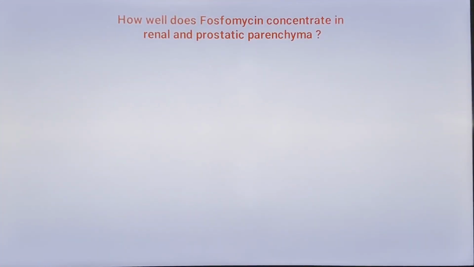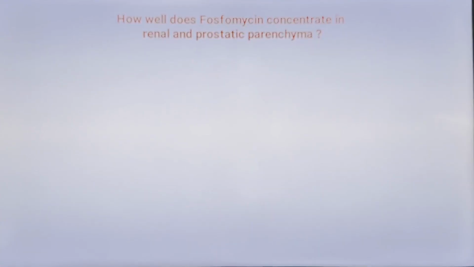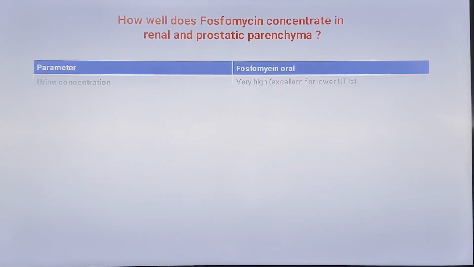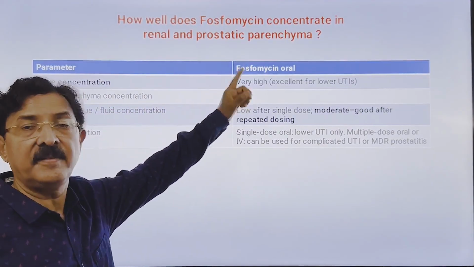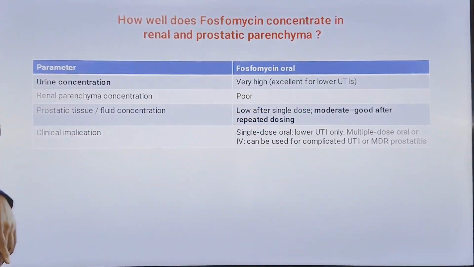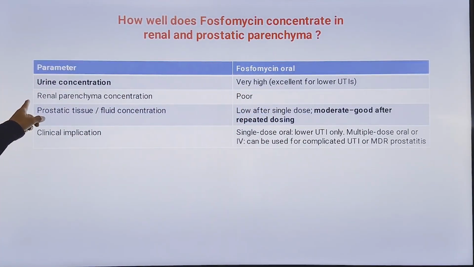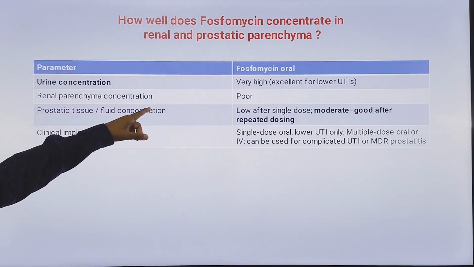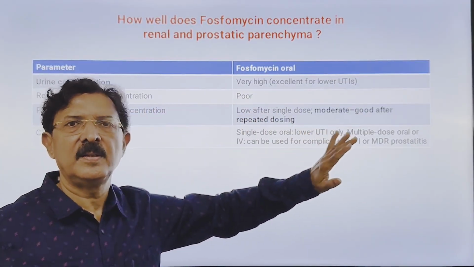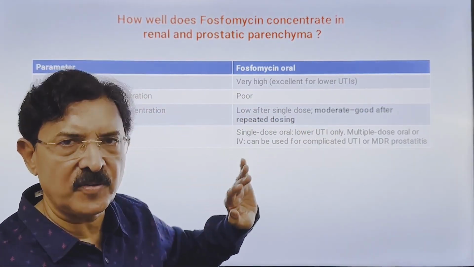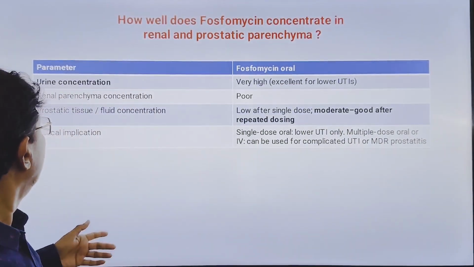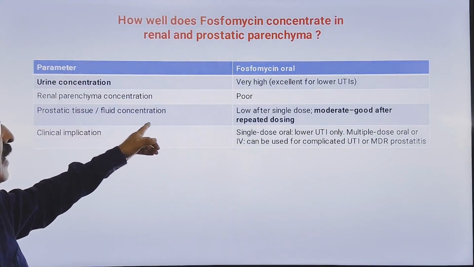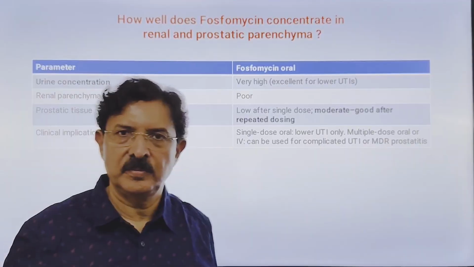For fosfomycin, does this concentrate in kidney parenchyma and prostate parenchyma? Again, this also has a very high excretion in urine. That is why it is a popular drug for recurrent UTI. But if you are treating renal parenchyma infection, its concentration is poor. So sometimes people use IV fosfomycin, particularly in ICUs. In prostate fluid, its concentration is very, very low.